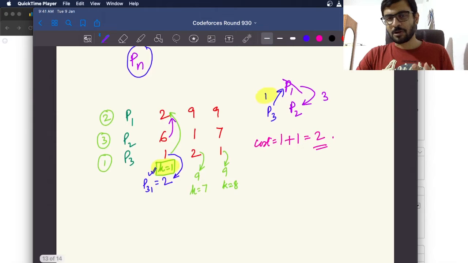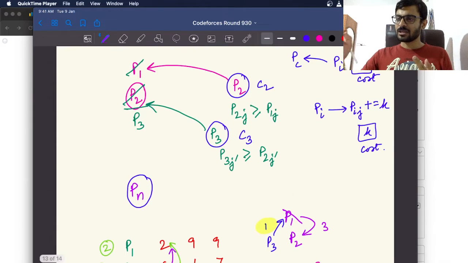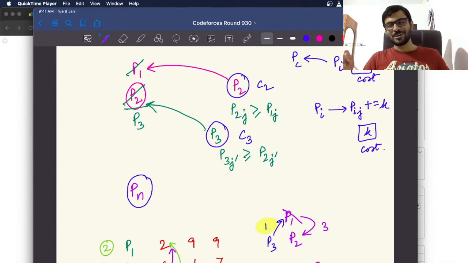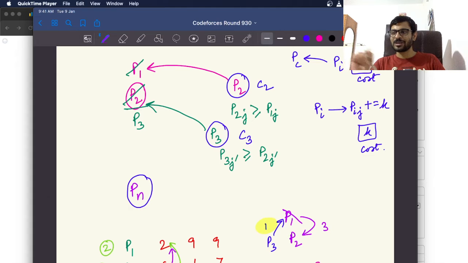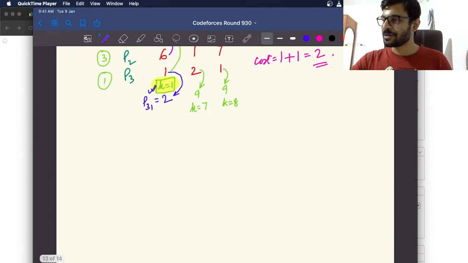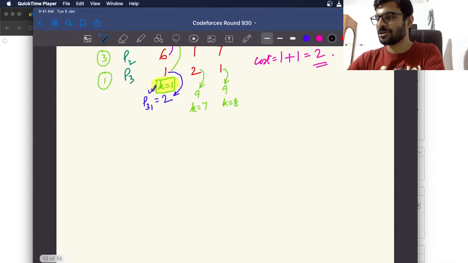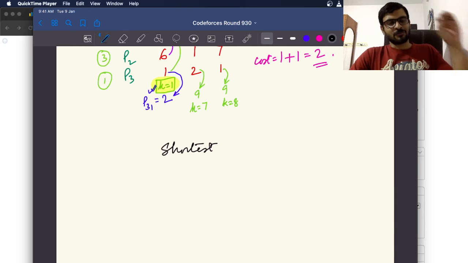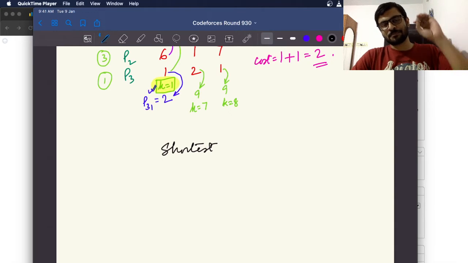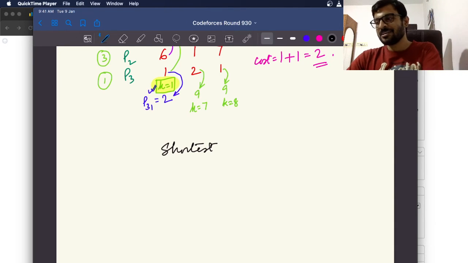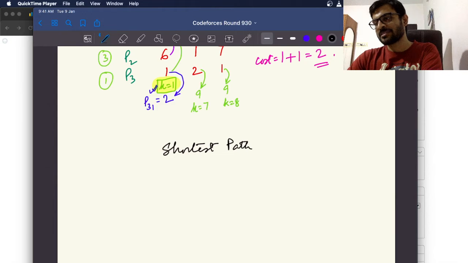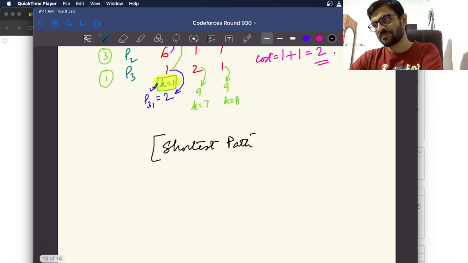This resembles one problem: what is the minimum cost to reach from 1 to 3, or 1 to n, given these different ways? There is one problem that comes to mind. Don't be afraid of mentioning that. That is going to be shortest path. The minimum cost to reach from one point to another, abiding by some path, some subset of paths, etc., is basically the shortest path problem.